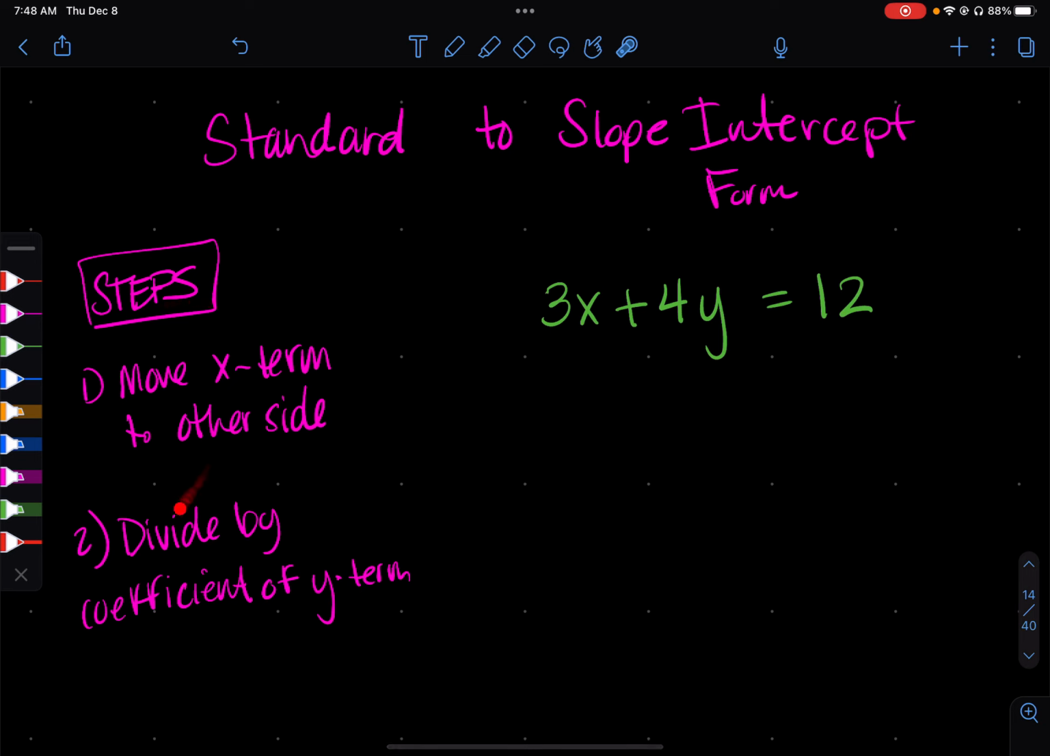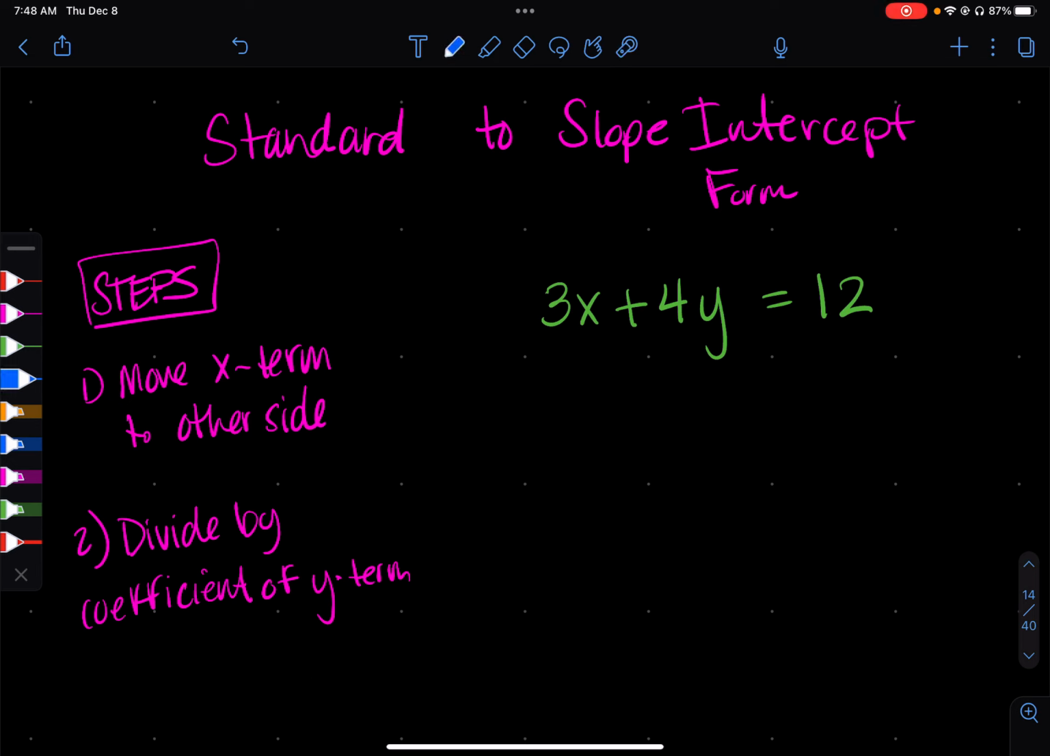So here are my two easy steps to go from standard form to slope-intercept form. Step one says, move x term to the other side. When we move it, we use inverse operation. So if it's positive, we got to make it a negative, cancel it out. And then step two says divide by the coefficient of the y term. And once I divide by the coefficient of the y term, I'm literally done. So let's go and do it.